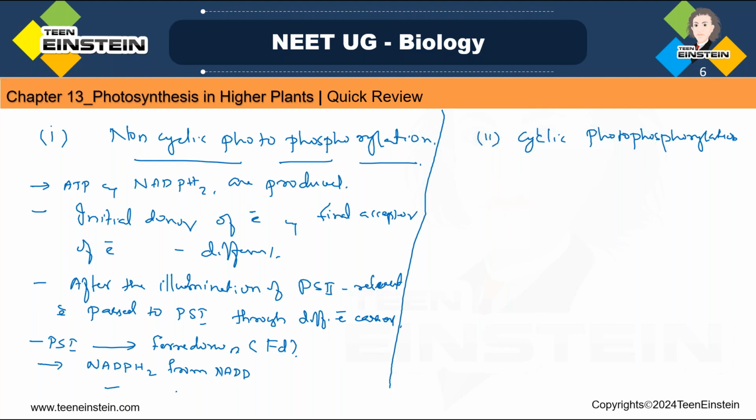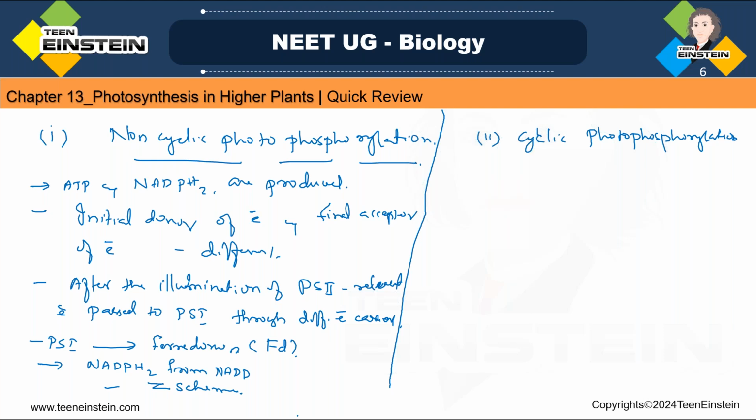This is called the Z scheme. Why are we calling it a Z scheme? Due to the characteristic shape of the process, it is called the Z scheme. Okay, so those are the main points about non-cyclic photophosphorylation.